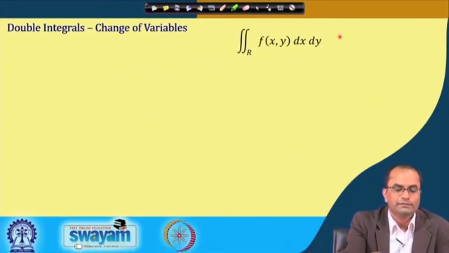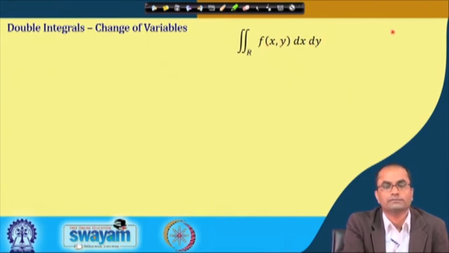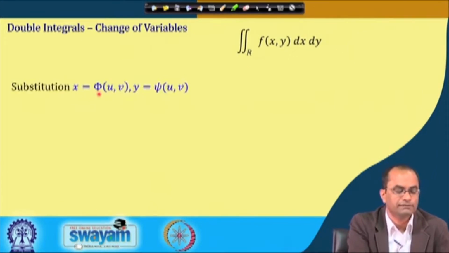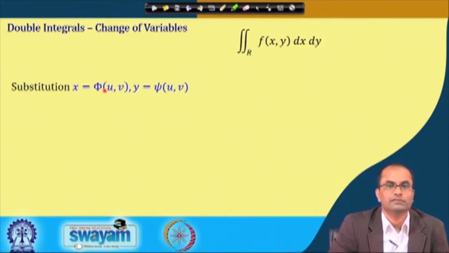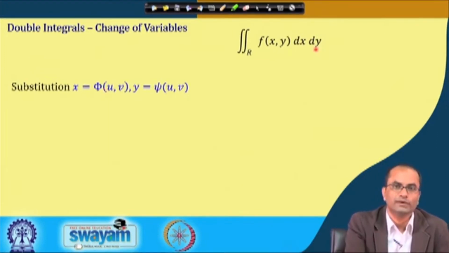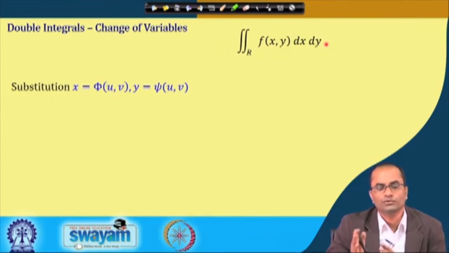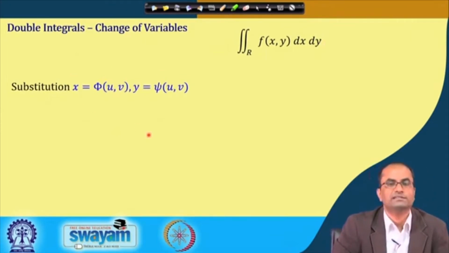So, if we have a double integral here f x y dx dy, now if you want to make some change of variable, so let us say x is given by this phi u v and y is given by some another function psi u v. So, our new variables are u and v, the older ones here were x and y. So, we want to change the variables from x y to u v with this relation, x is equal to phi u v and y is equal to psi u comma v.